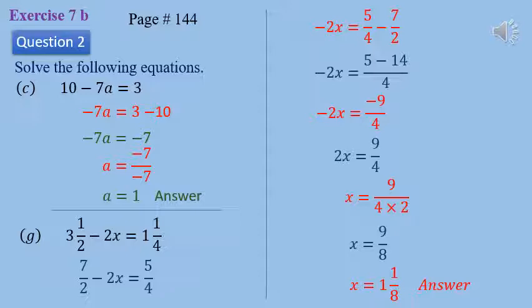Minus 7 is multiplying with a. On the other side it will divide by minus 7. So a is equal to minus 7 over minus 7. Minus 7 cancels with minus 7. Then we have a is equal to 1.